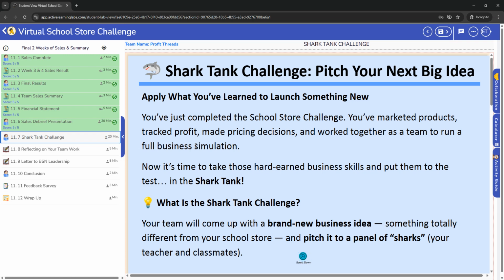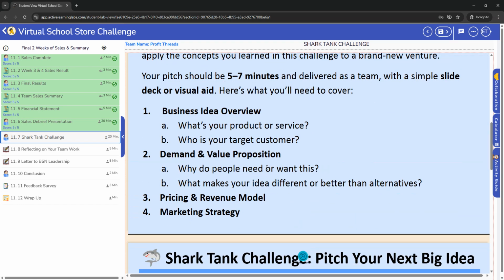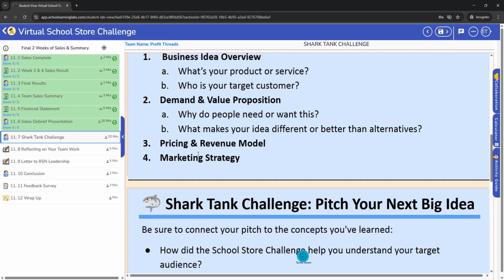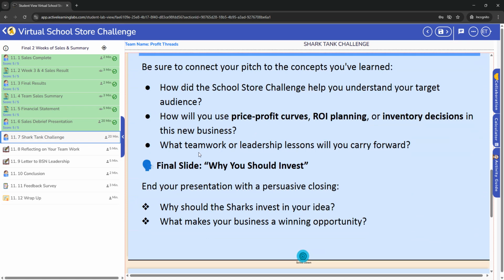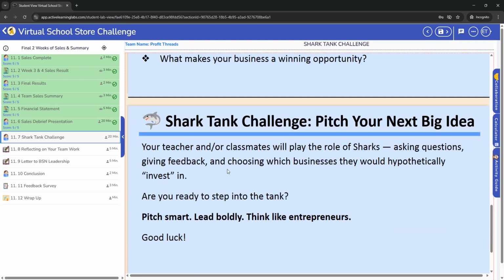In this challenge, every team will propose a new business idea from the experience they got by running this virtual school store challenge. And this should include an overview of the business, how they think the demand will be in the market, the competitors, the pricing model they will follow, and their marketing strategy, etc. The sharks could be the remainder of the classroom, and they must explain why the sharks should invest in this particular product. So that's a Shark Tank challenge.